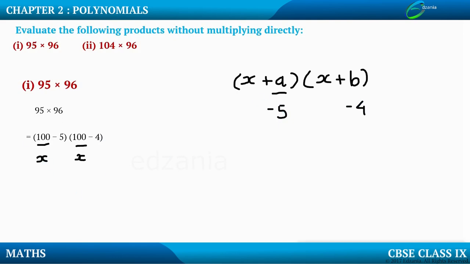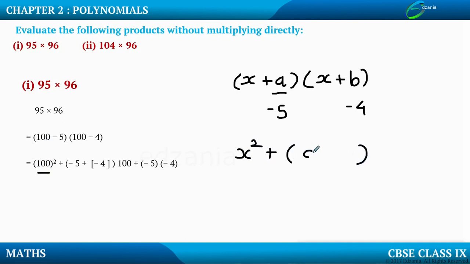So (x + a)(x + b). Let us apply that and check what we get. In the next step, I am writing it down in a systematic manner. That is, (x + a)(x + b), the formula is x square. So instead of x square, I get 100 square, because you know that our x is 100.